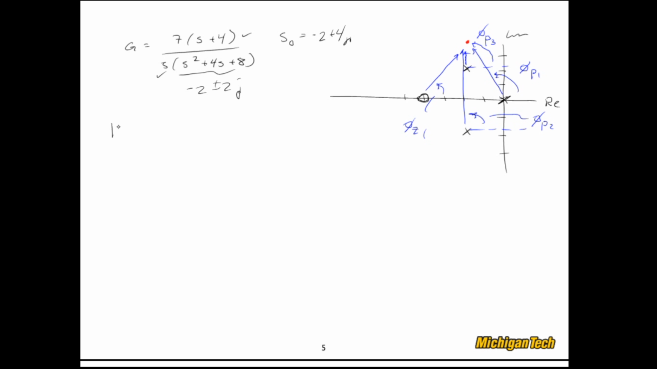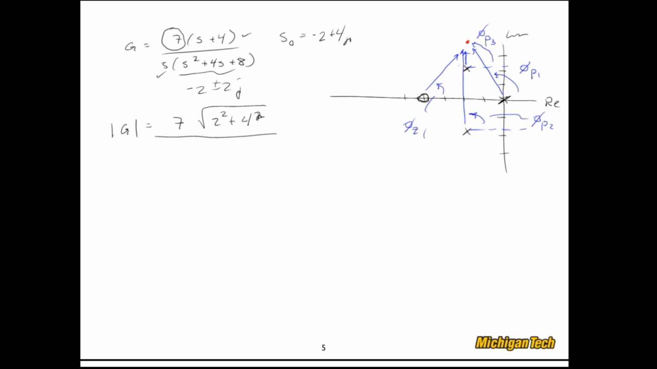Now, the magnitude of G is just equal to the magnitude of each of these arrows. I also have to take into consideration this constant that the whole transfer function is multiplied by. So the magnitude would just be 7 times, I'll do the magnitude first for the arrow associated with phi z1, the square root of 2 squared plus 4 squared.